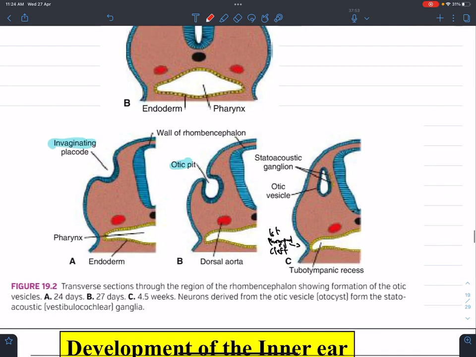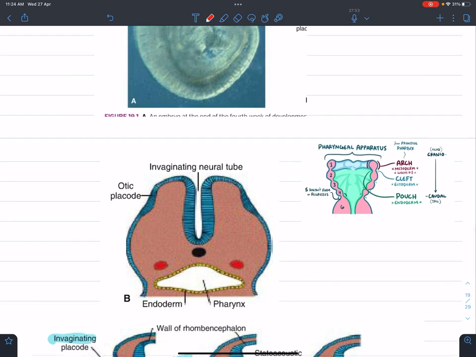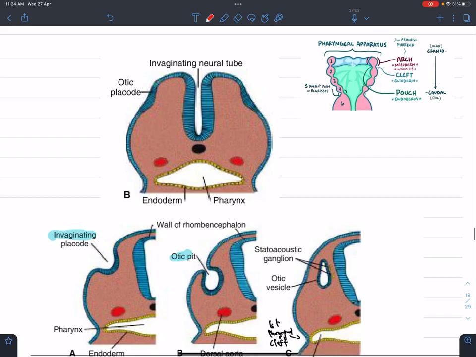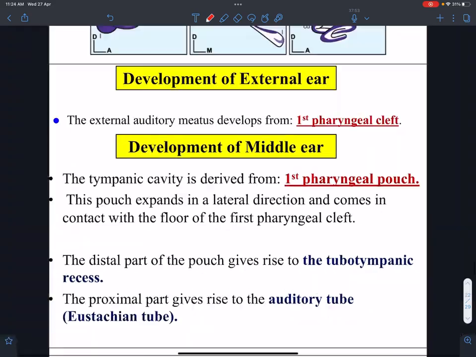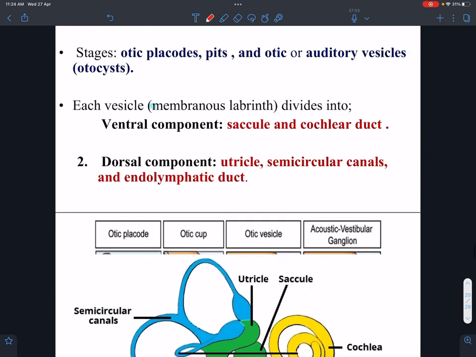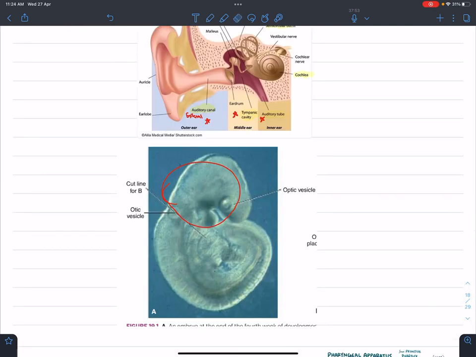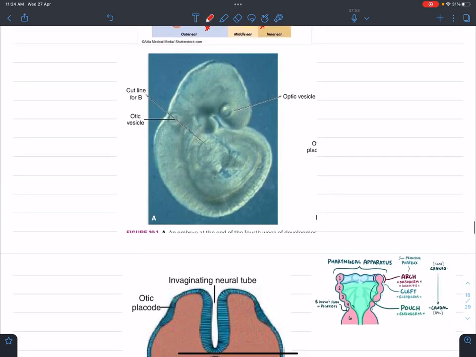Now, in order to tell you how it's formed, first I want to remind you from MSK something about the pharyngeal apparatus. Your middle ear is going to be developed from the first pharyngeal pouch, as mentioned in the slide. I just want to remind you very quickly what the first pharyngeal pouch is, and you will get this easily. So let's imagine that there was the pharyngeal apparatus here as well.